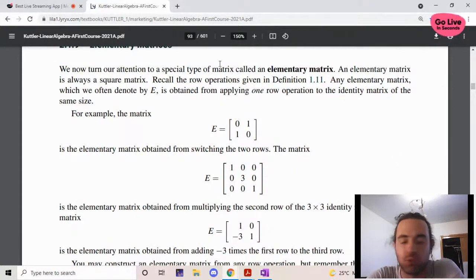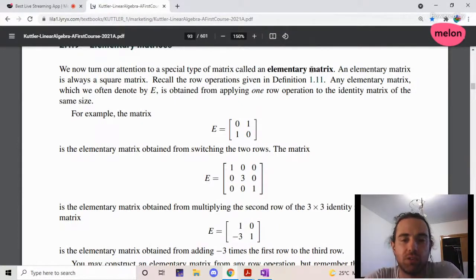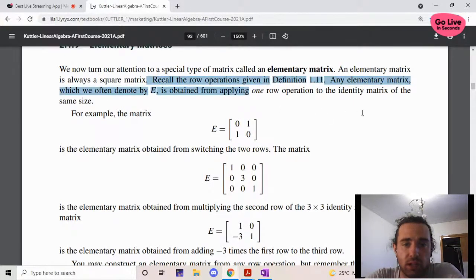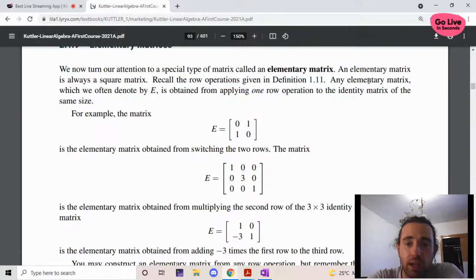There's a couple of reasons why, and a number of parts of this subject come together with this idea of elementary matrix. So we turn to this definition right at the top of the page here. It says, recall the row operation given in definition 1.11. And any elementary matrix, which we often denote by E, is obtained from applying one row operation to the identity matrix of the same size.